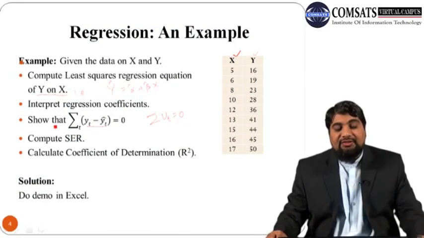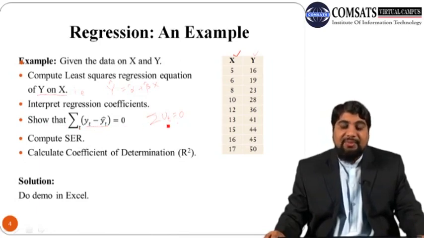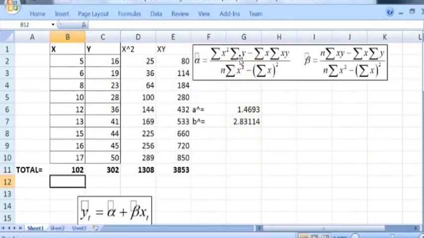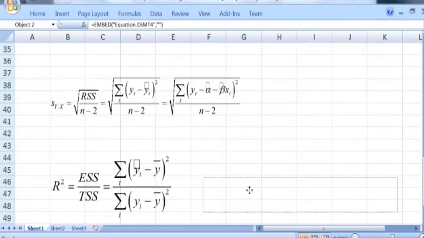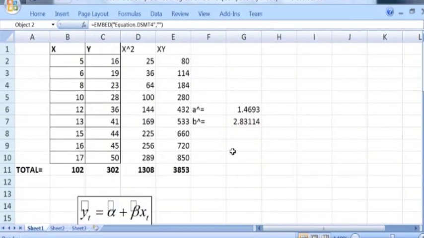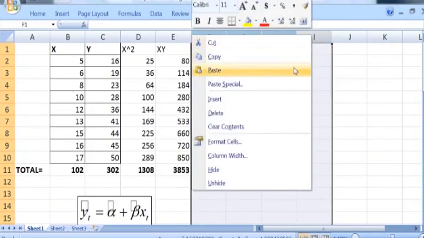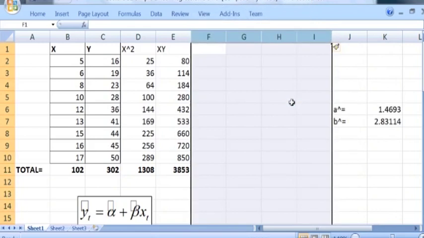So our next part is: show that summation (y_t minus y hat_t) is 0. So the sum of residuals is 0. Let's again move back to the Excel spreadsheet. I'm shifting this downward here. I'm also inserting certain columns. So just select them, insert.